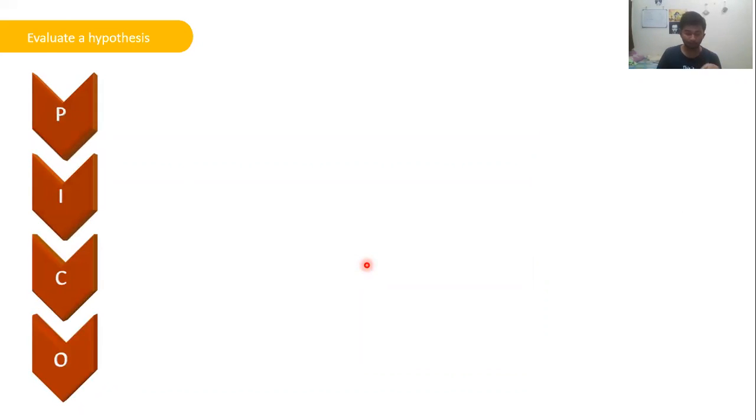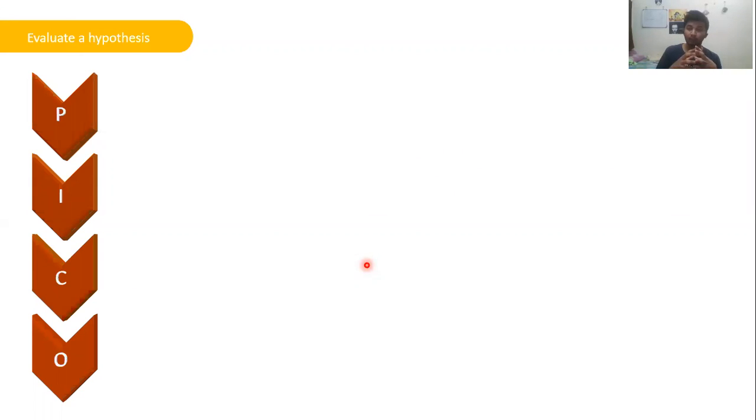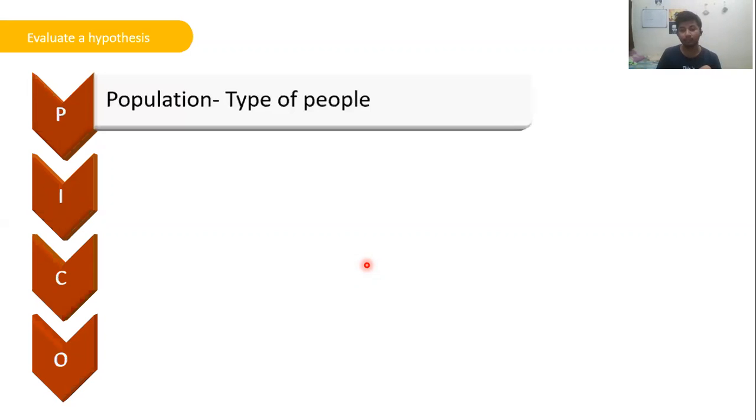So what does it stand for? P stands for population. Once you have a research question, you have to know what exactly you would be doing in your research. This is what PICO helps with. P is population, the type of people. Whatever your research is, you have to know on what people you will do your research.